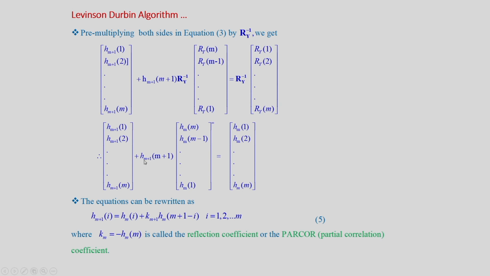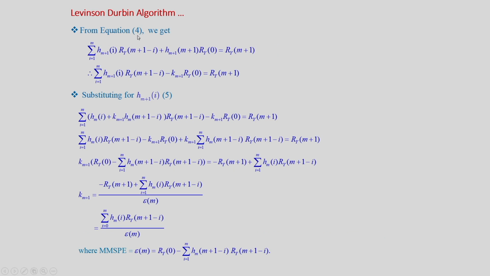Since this is h_{m+1}(m+1), we will write this as k_{m+1}, h_m of (m+1) minus 1, because here also it will be m+1. So, that way we are now able to find the (m+1)th order LP coefficients in terms of the mth order LP coefficients, and this is true only for i equal to 1, 2 up to m. This k_m coefficient is called the reflection coefficient or the partial correlation coefficient.